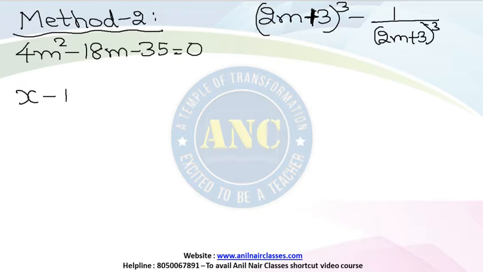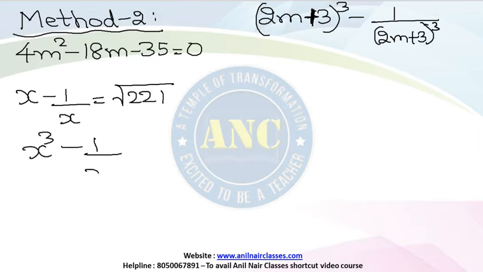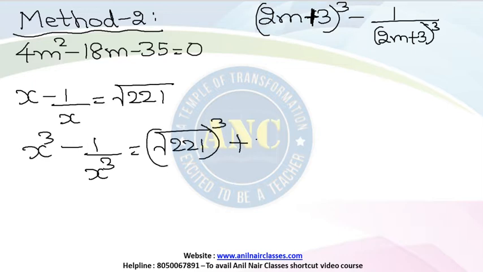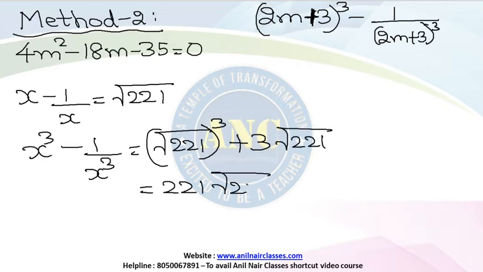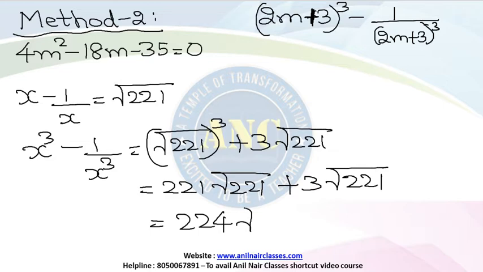X minus 1 by x is nothing but square root of 221. So x cube minus 1 by x cube will be equal to root of 221 whole cube plus 3 into root of 221. So this is 221 root of 221 plus 3 root of 221. Final answer is 224 into root of 221.